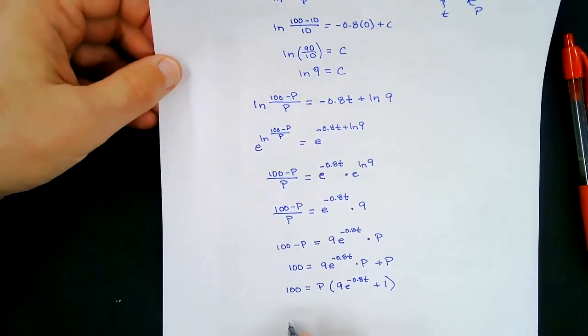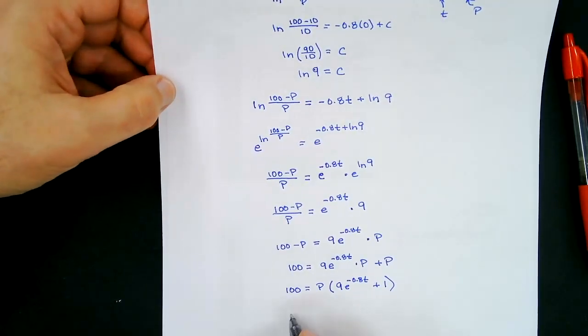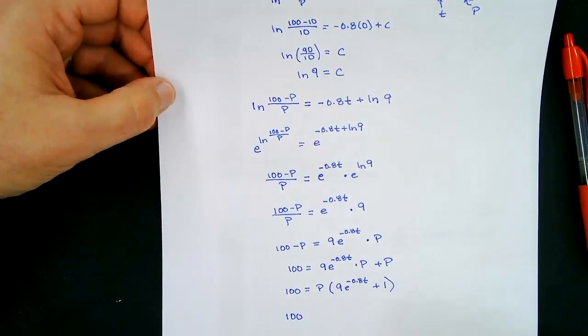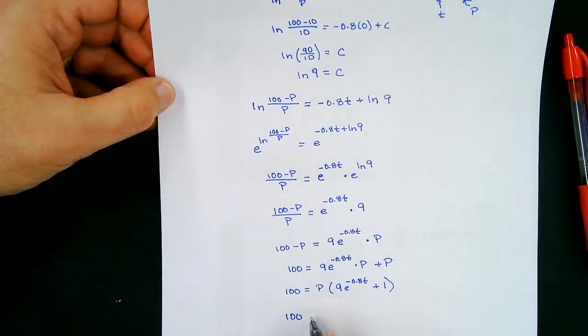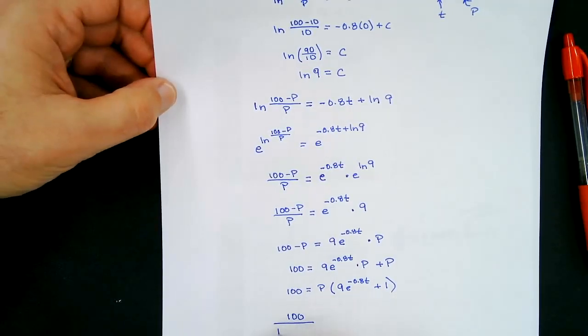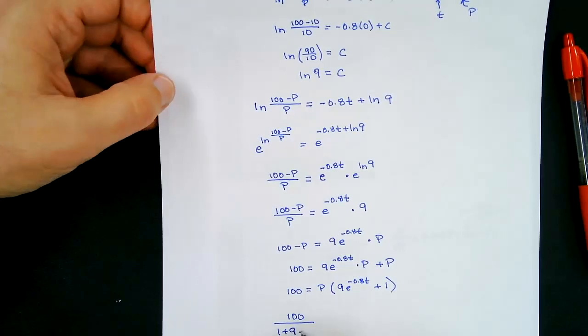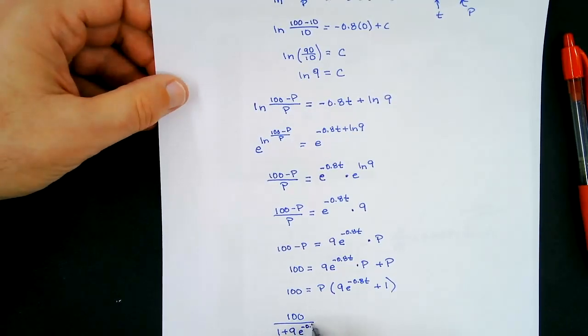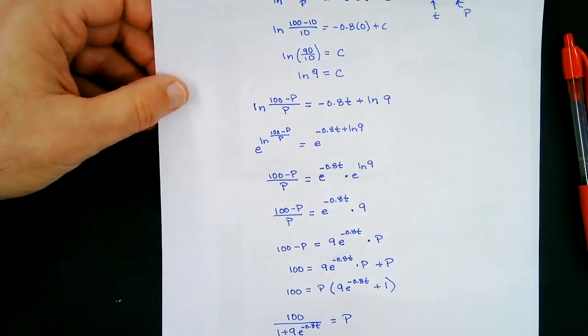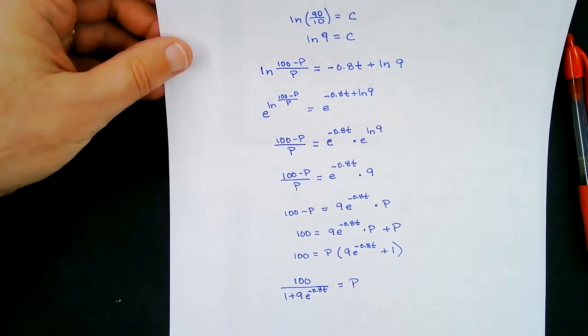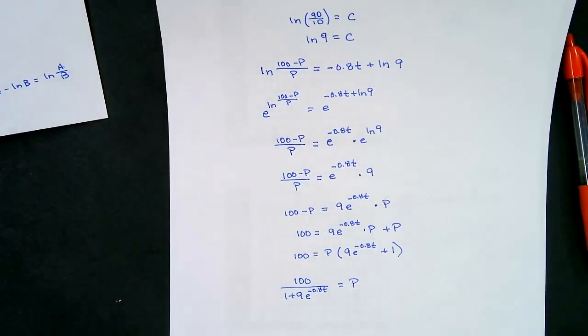So this would be 100. And I'm going to write the 1 first because that's the traditional way of writing it. If we're adding this, the order doesn't matter because we're adding, right? So this is 100 over (1 plus 9e to the negative 0.8 times t) is equal to p. And that's the form of a logistics function. We started with a logistics differential equation, so that's going to give us a logistics function.